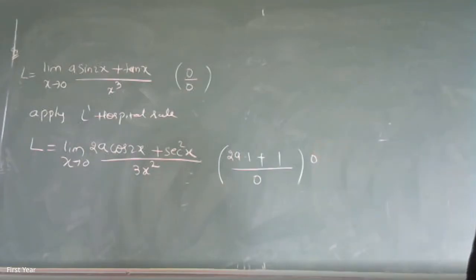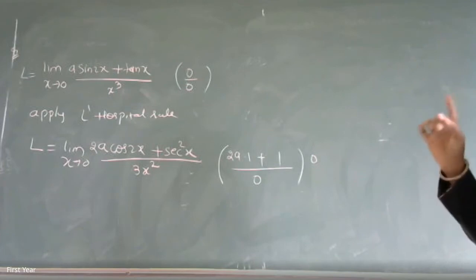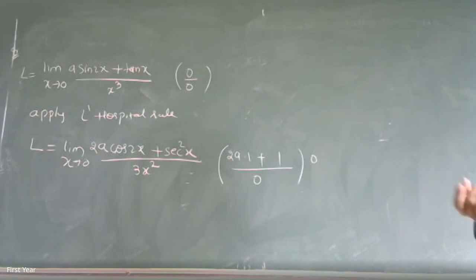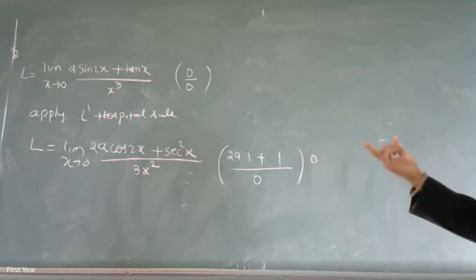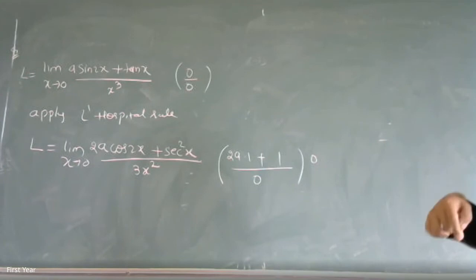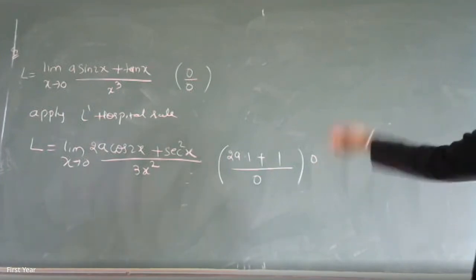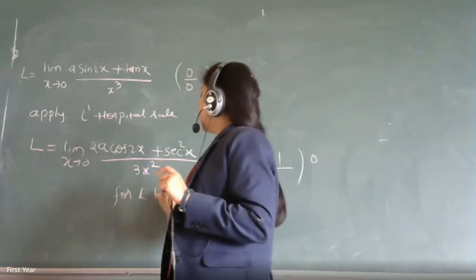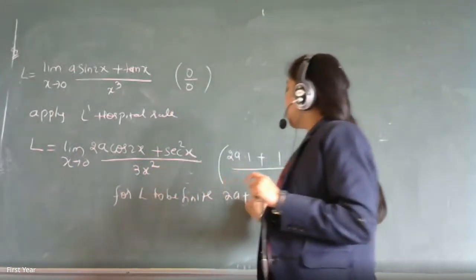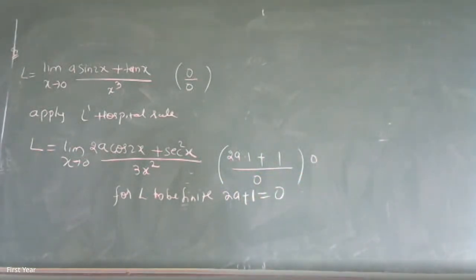I got the value of limit as 2A plus 1 upon 0. Correct? So the denominator is 0, and if the numerator was finite, I would have got the answer as finite upon 0, which means infinity. Yes or no? Yes, ma'am. So I should not be stopping here. I have to go ahead and then find a finite answer. But if I want to go ahead, the numerator should also become 0. Then only it is 0 by 0 form. Then only I can apply L'Hospital rule. That's why we are going to make the numerator 0. So if the limit has to be finite, then this limit should be indeterminate form, which is 0 by 0. Is it okay? So for n to be finite, 2A plus 1 should be 0. Is this clear?